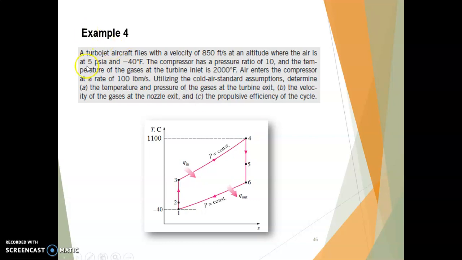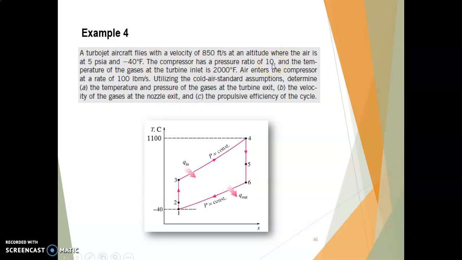So he mentioned here the turbojet aircraft flies with a velocity equal to 850. This is the aircraft velocity, so it is not the velocity of inlet and not the velocity of outlet. So please read the question carefully to understand what this velocity is related to. At an altitude where the air is at 5 bar, we can consider it as the SI unit if you would like. Then at negative 40 Fahrenheit, which you can convert to Celsius if you would like. The compressor has a pressure ratio equal to 10.